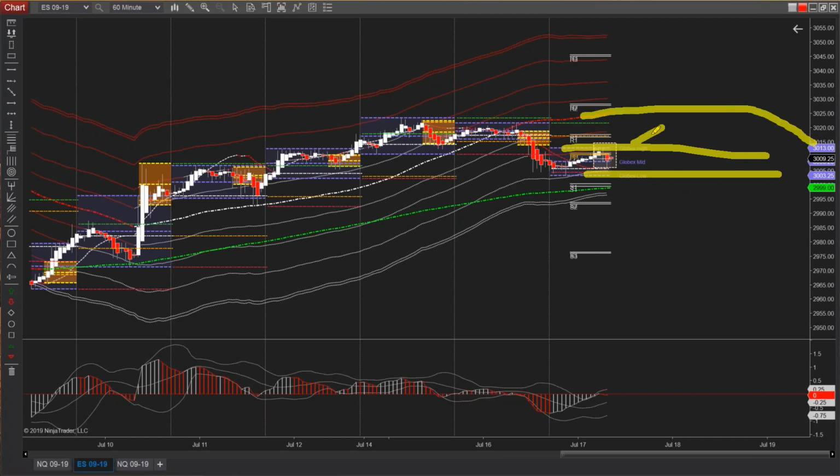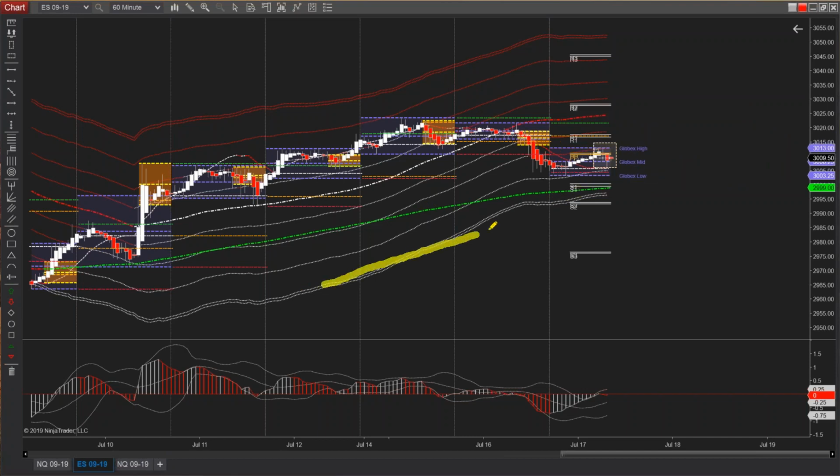If it breaks out above the Globex high, it's likely to be running to that linear regression. And then if it breaks out below, you're going to be running right into the trend filter and upward volatility level. So that upward band is leading you to buy that bottom.